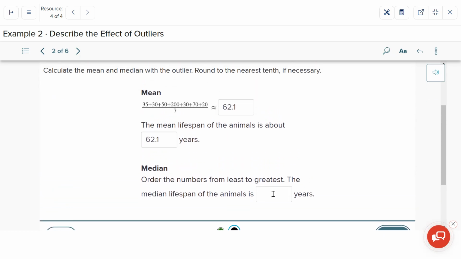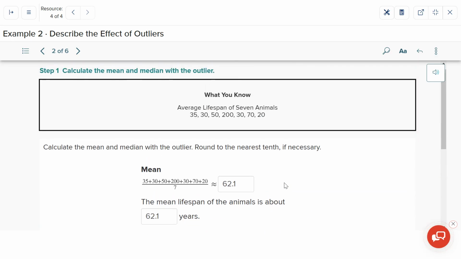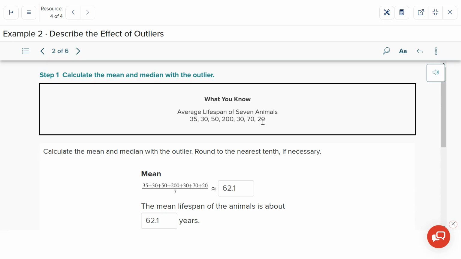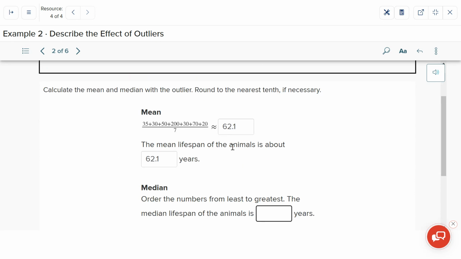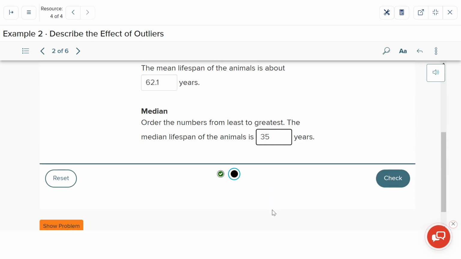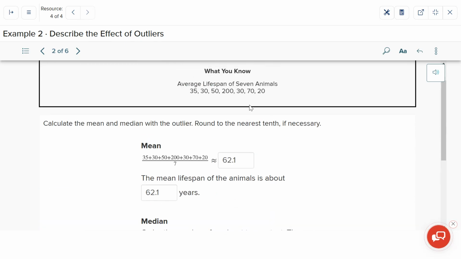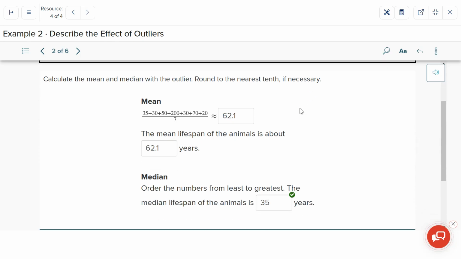And then the median, if you order these from least to greatest, you can find the median. So that would be 20, 30, 30, 35, 50, 70, and 200. So 20, 30, 30, so 35 is going to be our median, I think. I did that in my head. You guys should put this in order from least to greatest if you're unable to do it like that.